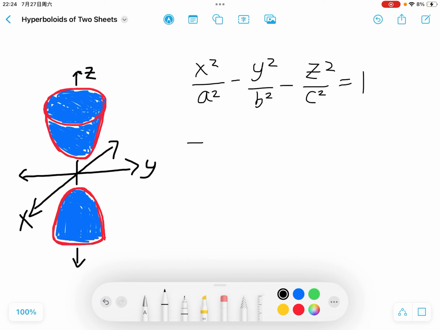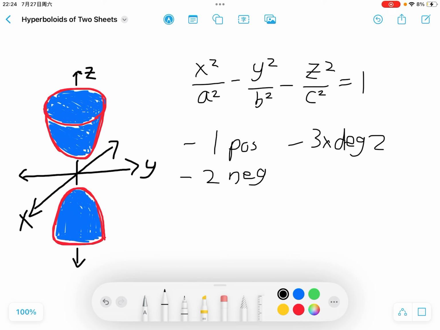So basically there are a few characteristics. Firstly, we have only one positive term. We have two negative terms. What I mean by positive and negative is the plus or minus sign. So there's only one positive term and there are two negative terms. Also we have three 2-degree terms, right? So we have x, y, and z because the hyperboloid of two sheets is graphed inside the 3D coordinate system. So there are three squared terms.